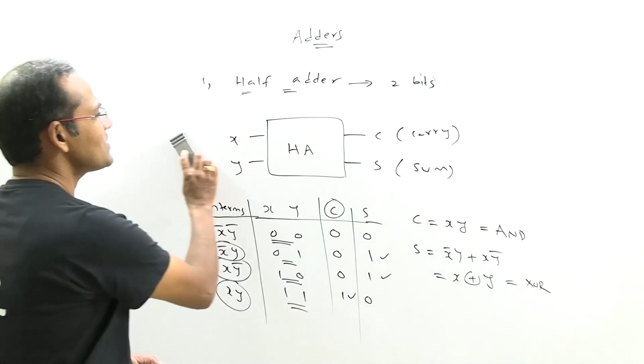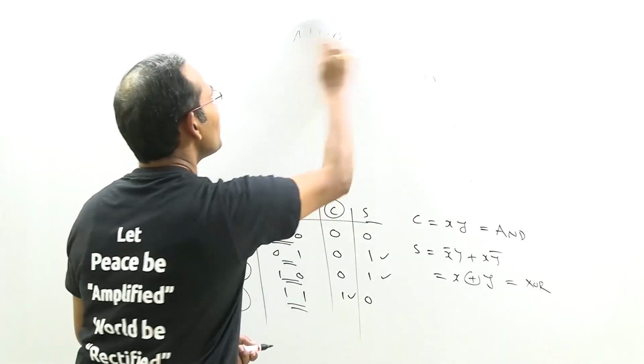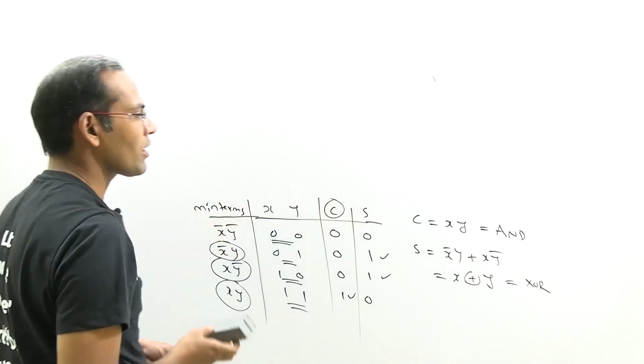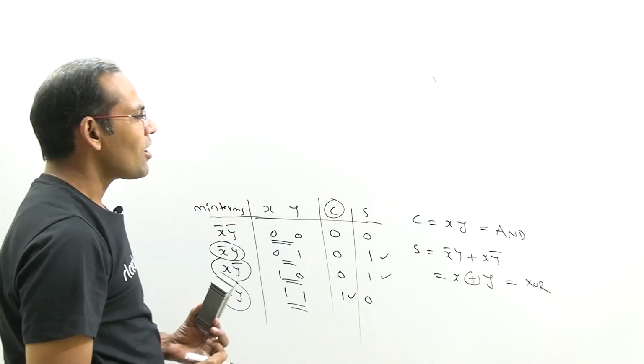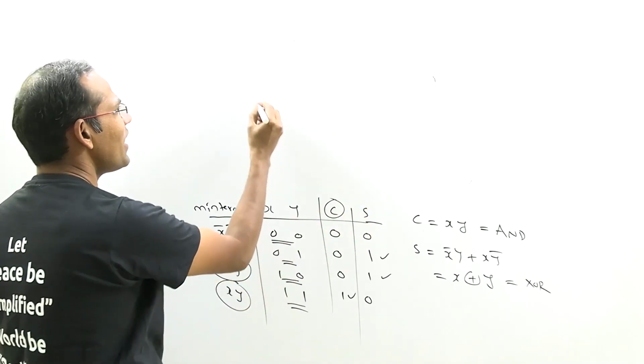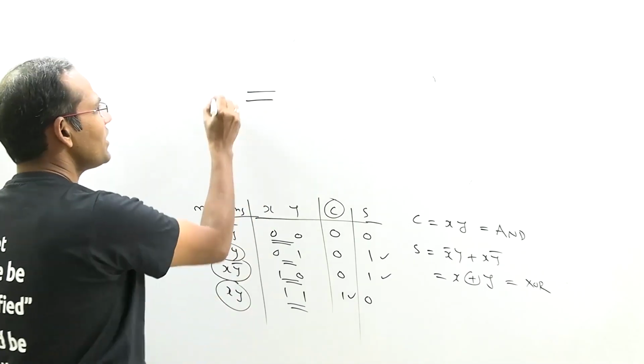That's about expressions. Now I will draw the diagram for this half adder. Here only two inputs are there, x, y.